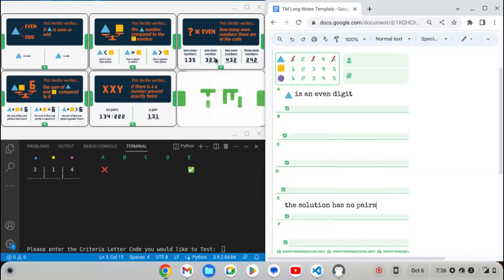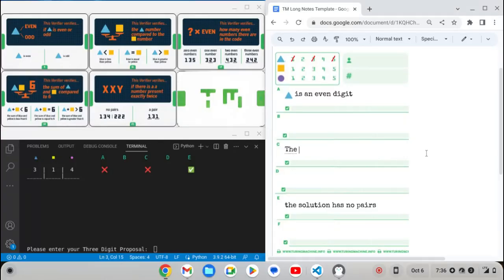I'm going to test criteria card C. Okay, so it does not approve of a single even. So in fact, we do have two evens in our solution. So let's go ahead and type that up in our notes.